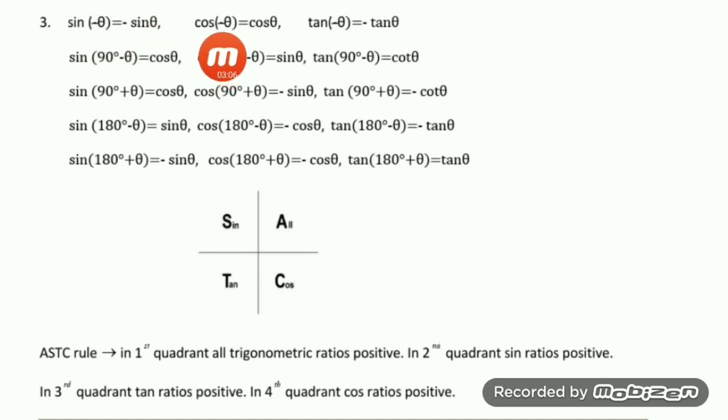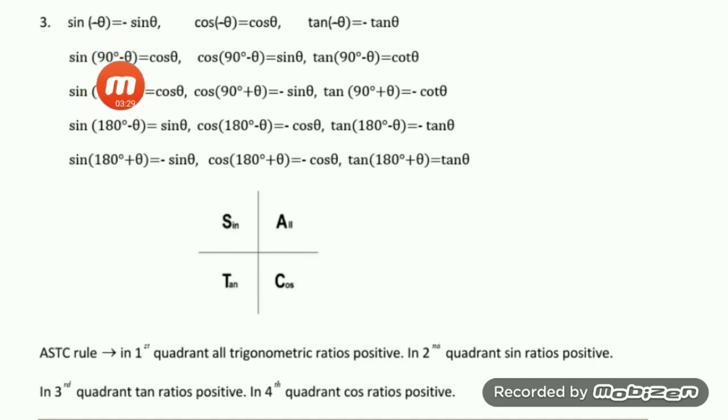Now in the same way, cos of minus theta lies in the fourth quadrant, and cos is positive here. So here you have to give a positive sign. The same applies to tan. What about tan in the fourth quadrant? It is negative, right? Because only cos and sec are positive. So this is minus tan theta. Hope you understand.